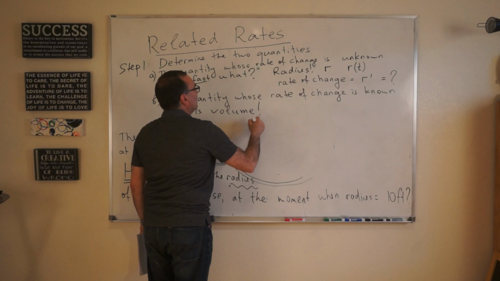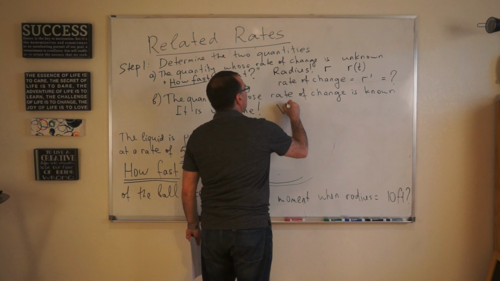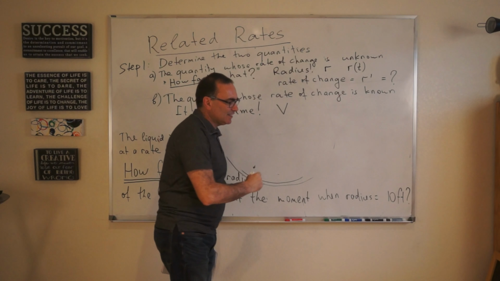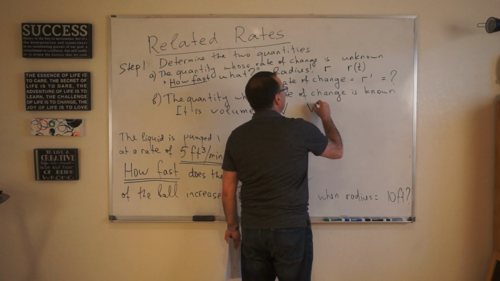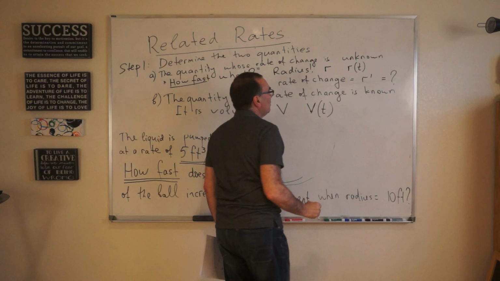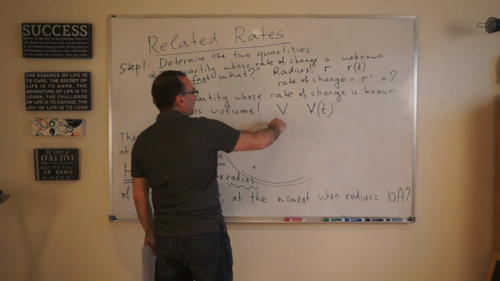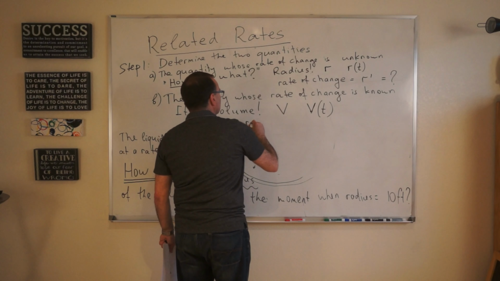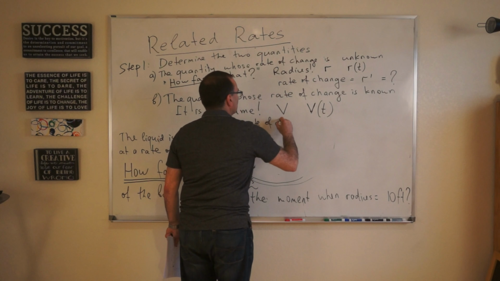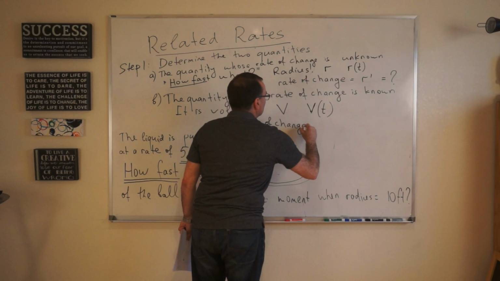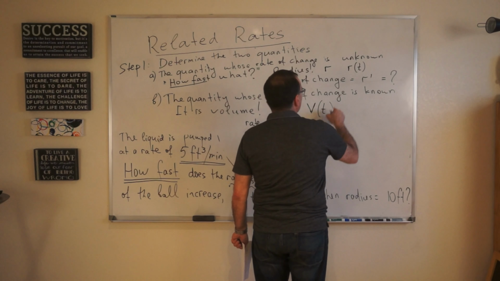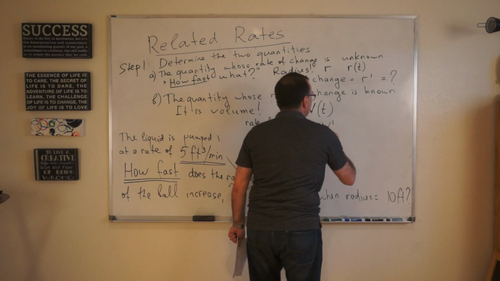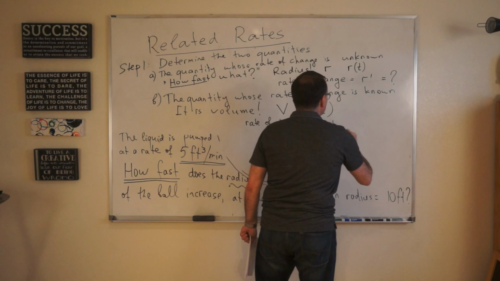So volume is typically denoted by capital V. Again, since it is changing with time, it's increasing with time, so we can also think of it as a function of time, like this capital V of t. And now the rate of change of volume, like rate of change of anything, is the derivative. So it will be the derivative of this function, which can be denoted V prime or V prime of t. And this one is known.